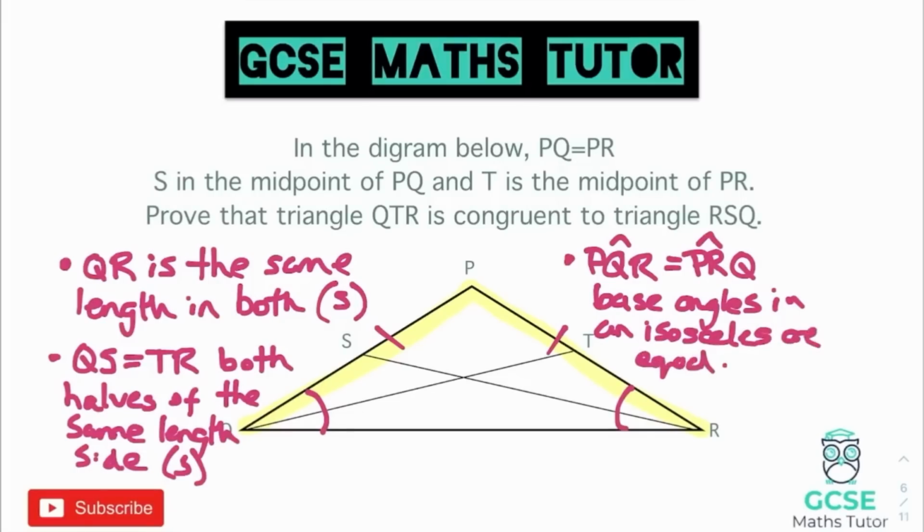So we've got our 3 points there, that was another angle. So just thinking about what we have, an angle in between two side lengths. So therefore, triangle QTR is equal to triangle RSQ. And our reason there is because we have an angle in between two sides. So that is going to be SAS.